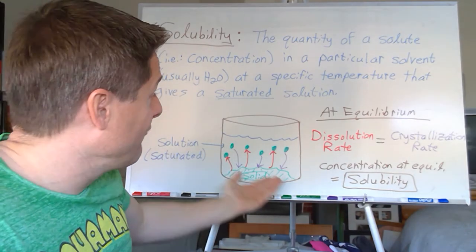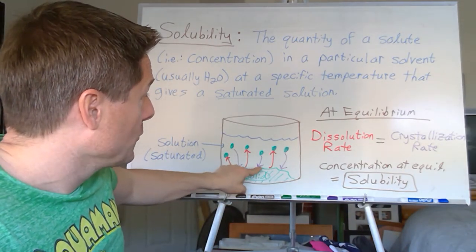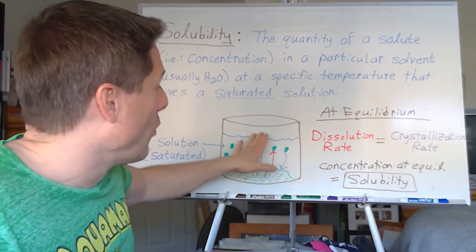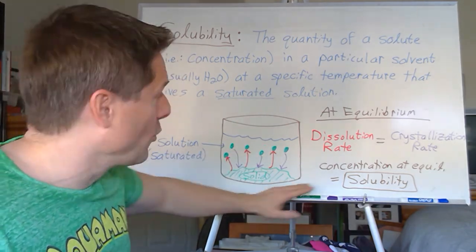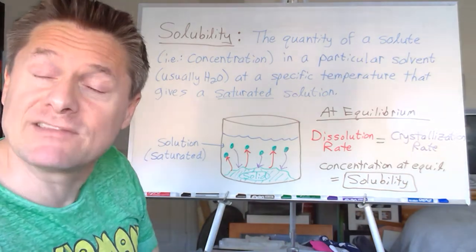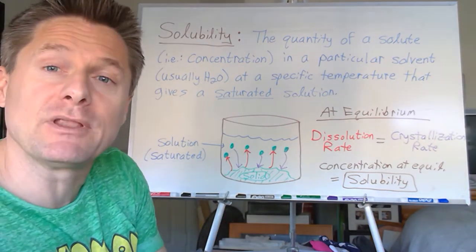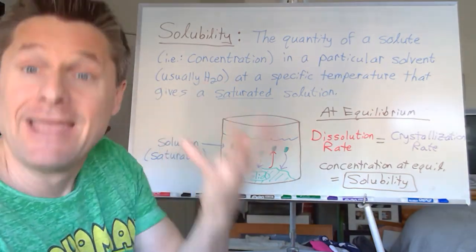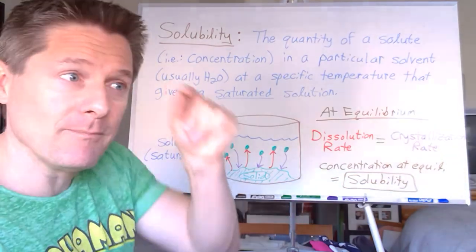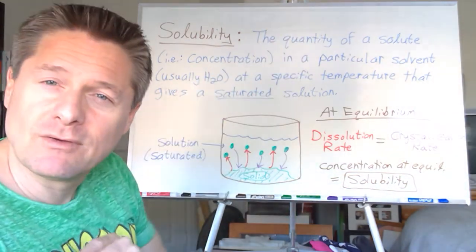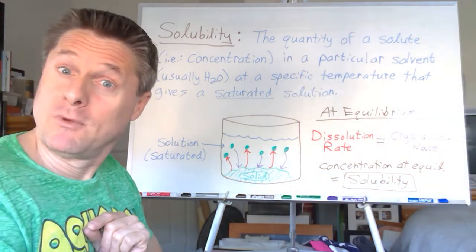Now, if we increase the temperature, we're going to see more dissolve. The solid will decrease more and more, and the solubility will increase. And we can graph those. We're going to get what are called solubility curves that show how the solubility, a concentrated solution at equilibrium, changes as the temperature goes up. We could do that.